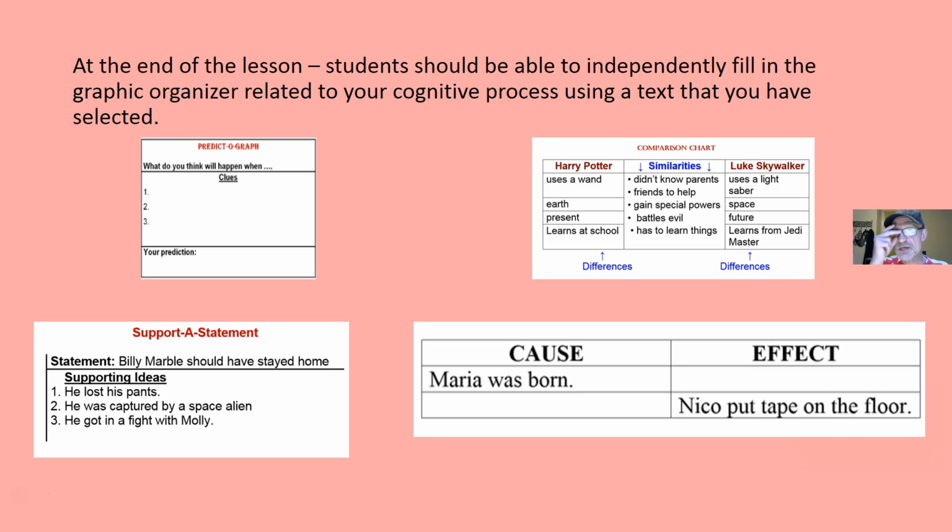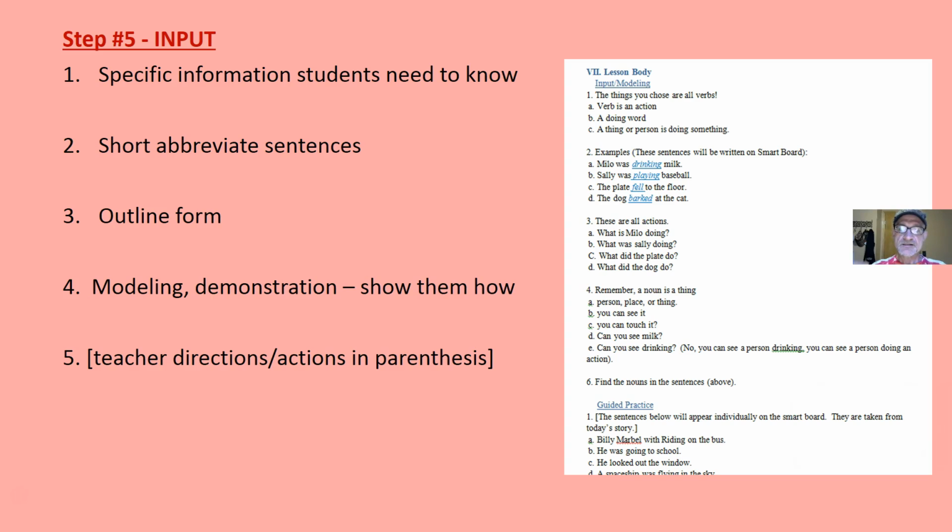At the end of the lesson, your students should be able to independently fill out the graphic organizer related to the cognitive process you will be teaching using the text that you have selected. Then the specific input, the information that students need to know, short abbreviated sentences using list or outline form. Your modeling and demonstration should take place within the input, all right?